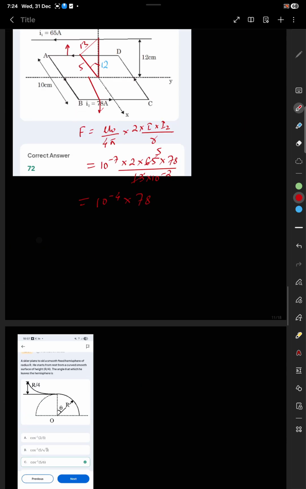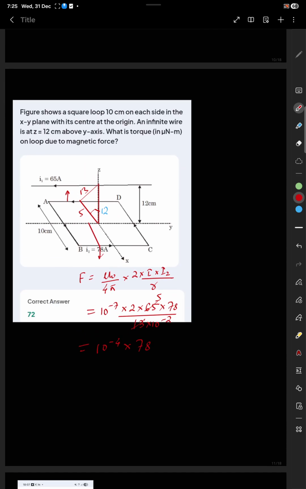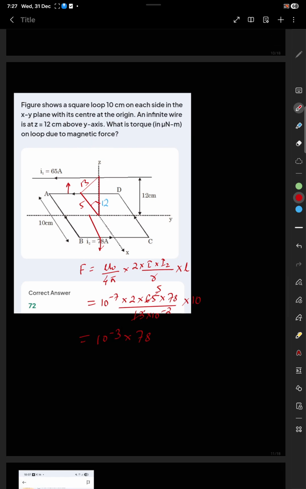Okay, now to this question. So this one is force per unit length. So total length is how much? This is a square loop, so the total length is also 10. So I need to multiply this one. This one is force per unit length, so with this you need to multiply the length L. So L is 10. So this is coming 10 to the minus 3 into 78. So this will be the force. This one will be 10 to the minus 2, force due to one wire. Now if you see from this way, whatever you will be observing is like this thing.